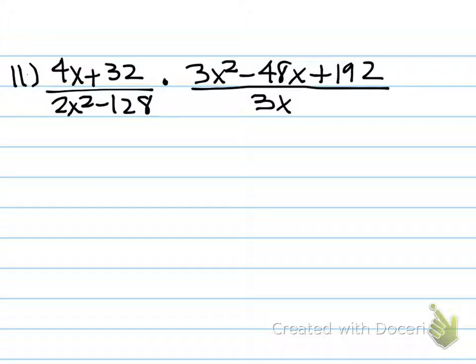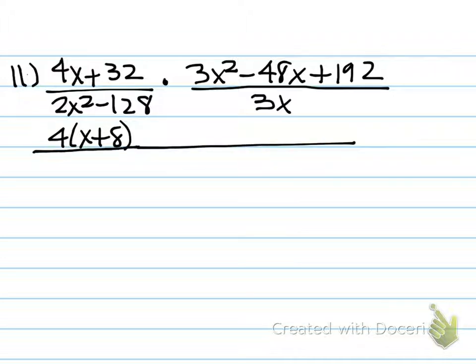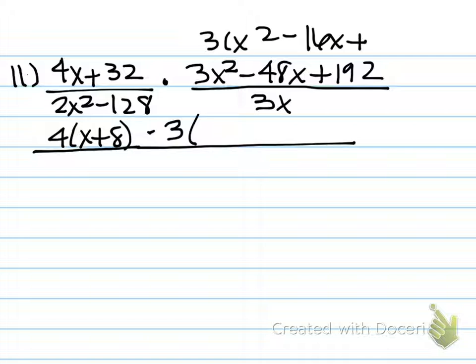All right, I see lots of factoring in this example. The first thing I see is I can take out a 4 up here. So 32 divided by 4 is 8, so I have 4 times x plus 8 right there. On the top over here, I see that I can take out a 3, and I'm going to be left with x squared minus 16x plus 64.